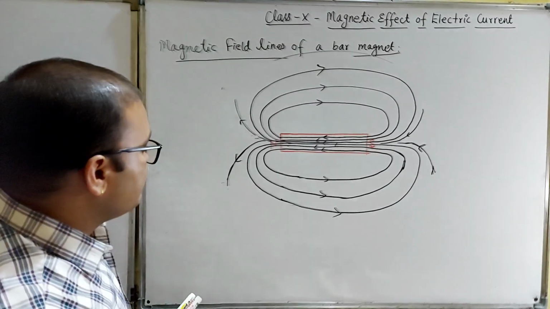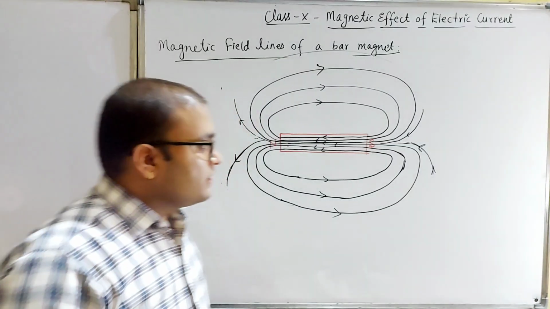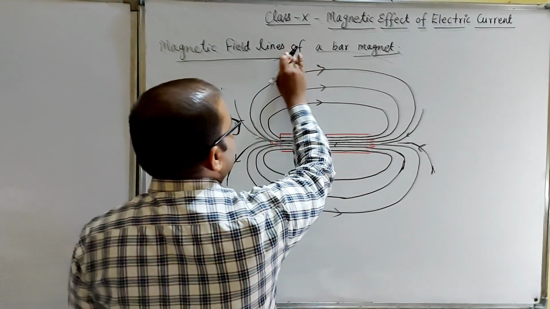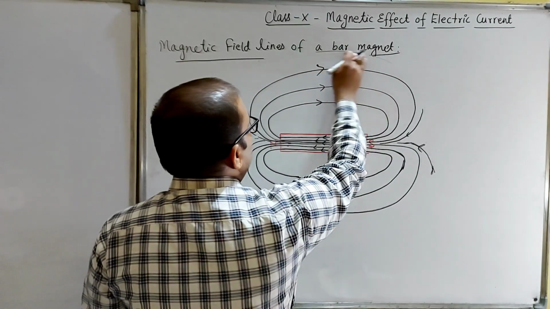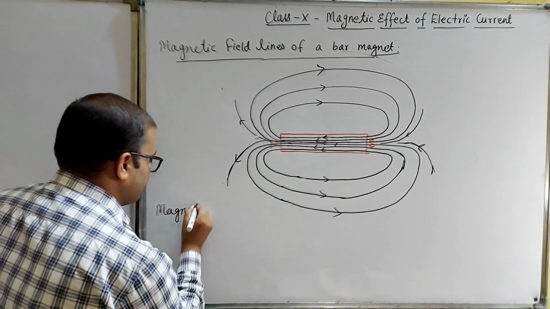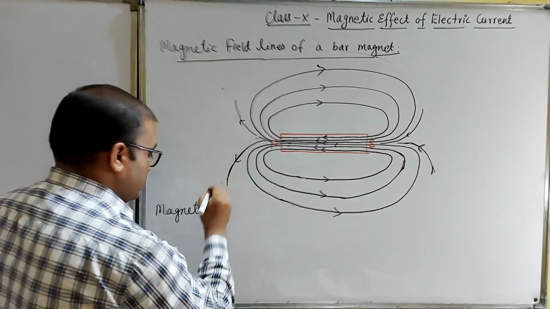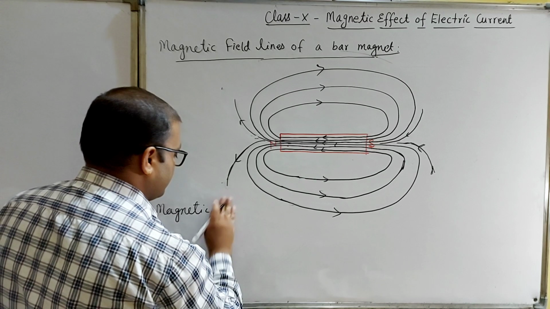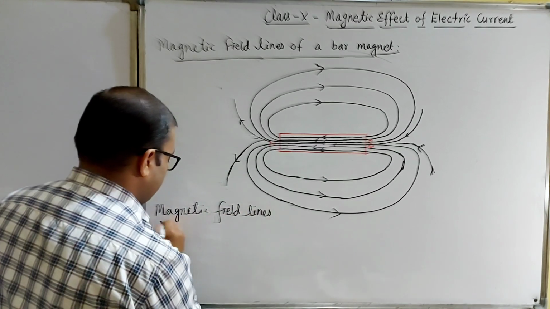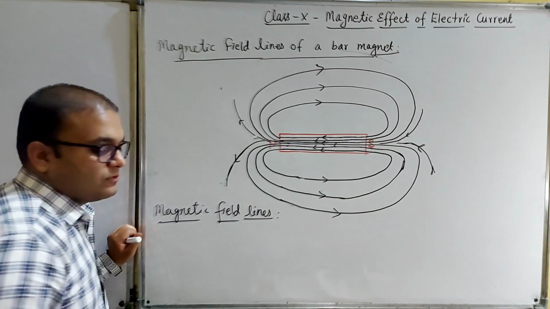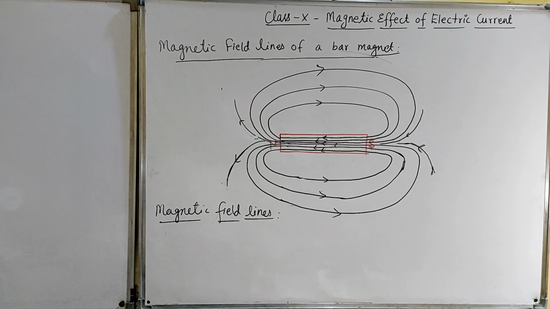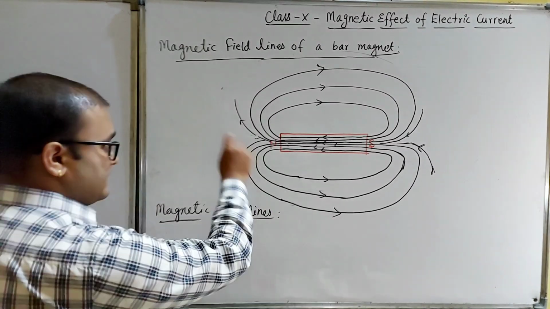Okay, so what we have observed here, actually what will be the definition of magnetic field lines? So the heading is magnetic field lines of a bar magnet. So first we will describe and write the definition of magnetic field lines. So the heading is magnetic field lines. Okay, so how we can define the magnetic field lines?